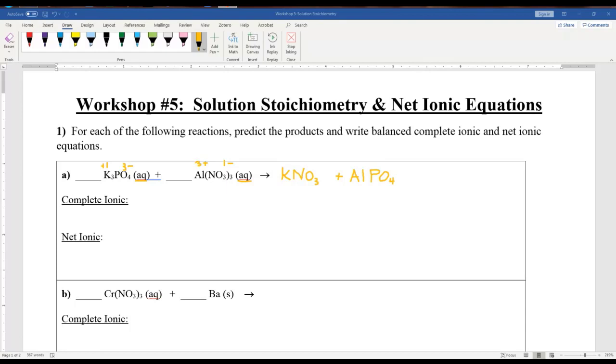So it looks like it's going to be KNO3 and aluminum phosphate. So KNO3, is that soluble or insoluble? Anything with potassium is soluble. So this is going to be aqueous. If it's soluble, that means it dissolves in water, which means it's going to be aqueous. What about aluminum phosphate? Soluble or insoluble? Insoluble. And since it's insoluble, that means it's going to be what phase of matter? Solid. Or in the terms of solution stoichiometry, we would call this a precipitate.